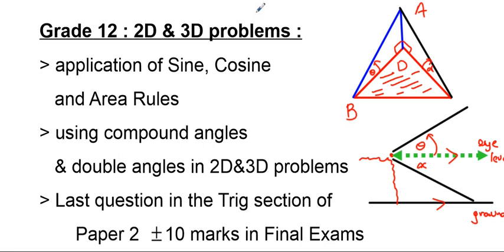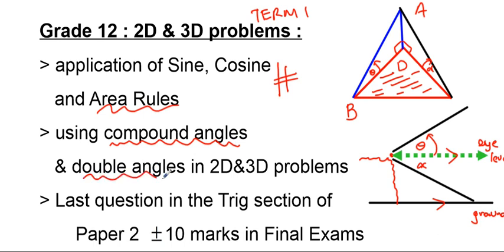In term 1, we did not complete a section called 2D and 3D, three-dimensional problems, because of time constraints. This is a section which is an application of the sine rule, the cosine rule and also the area rules. However, in grade 12, we would use the compound angles and double angles incorporated in this question. Before we continue, let us understand what is a 2D and a 3D problem.